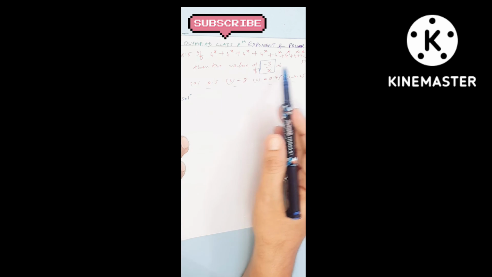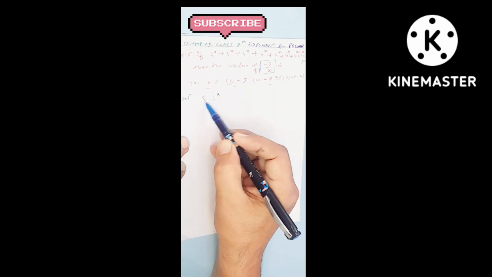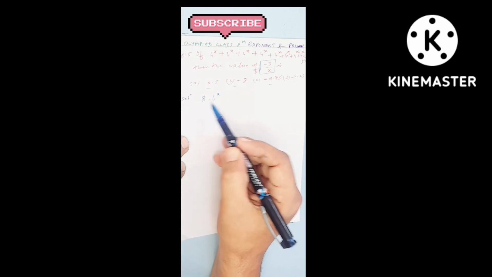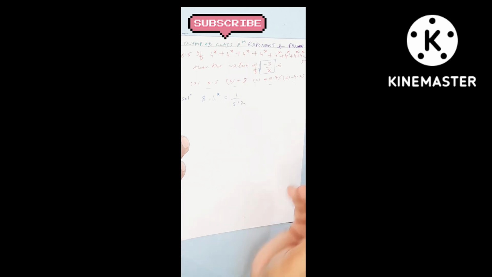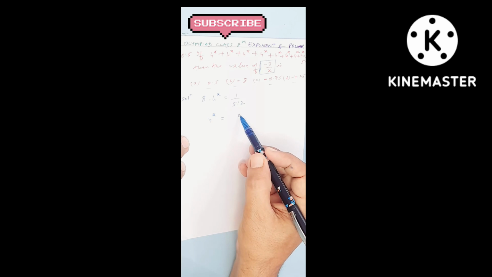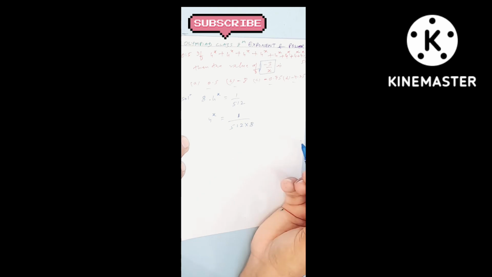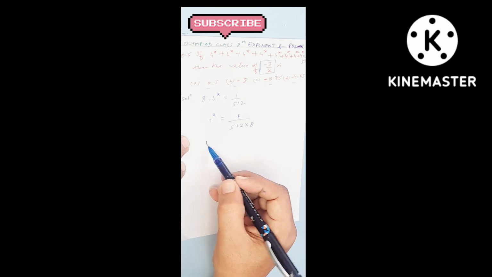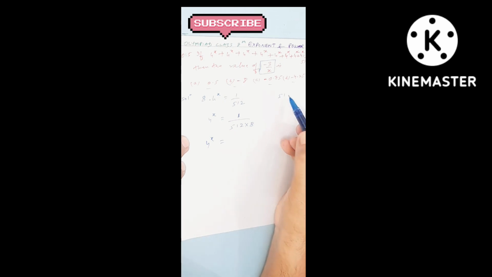So let us solve it. As you can see from the given question, 4 raised to the power x is 8 times. So we can write it in this form, equals 1 divided by 512. So this will become 4 raised to the power x equals 1 divided by 512 into 8. Let us find out the prime factors of 512.